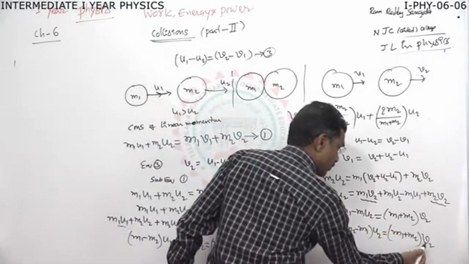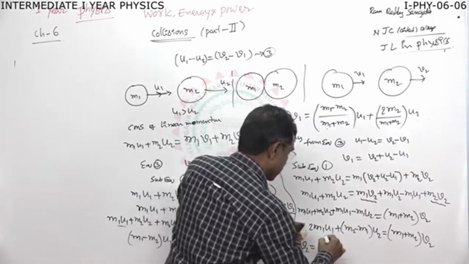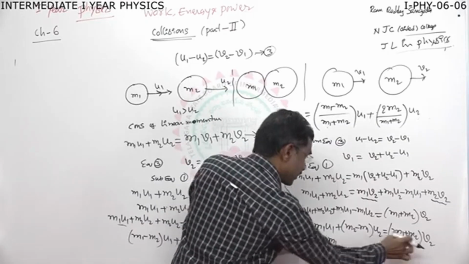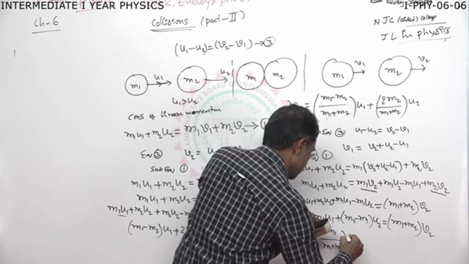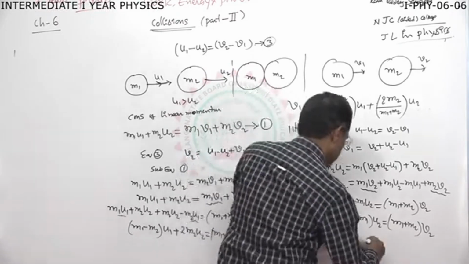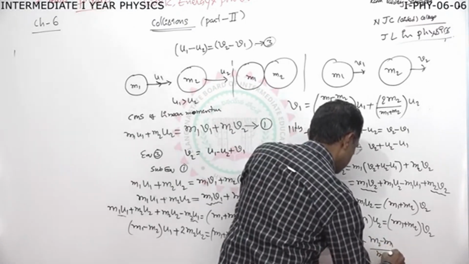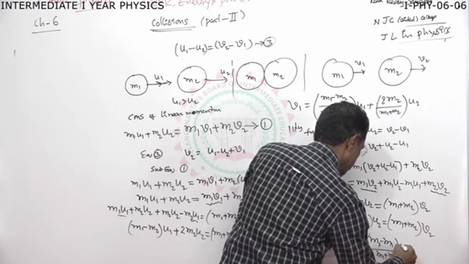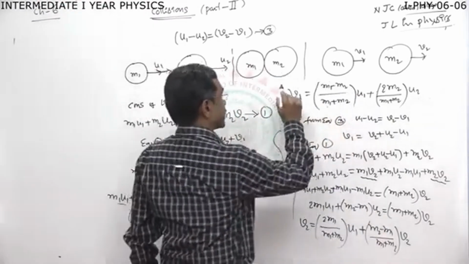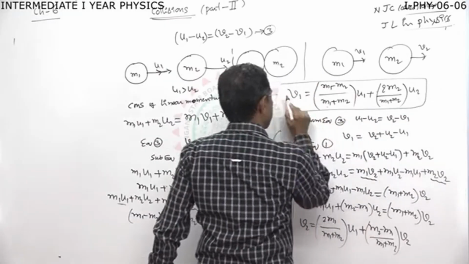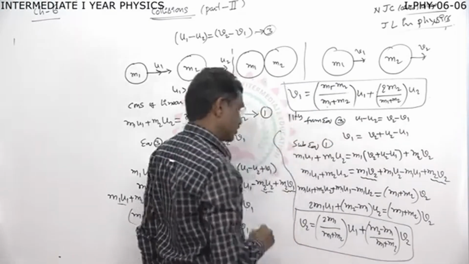Now we want an equation for V2, so you send it that side, and that goes to the denominator. I'll write directly: therefore V2 is given by 2M1 divided by M1 plus M2 (this term comes to the denominator), multiplied with U1, plus M2 minus M1 divided by M1 plus M2 multiplied by V2. So these are the very important expressions for the IP examination, equations for final velocities after collision by applying the law of conservation of linear momentum.